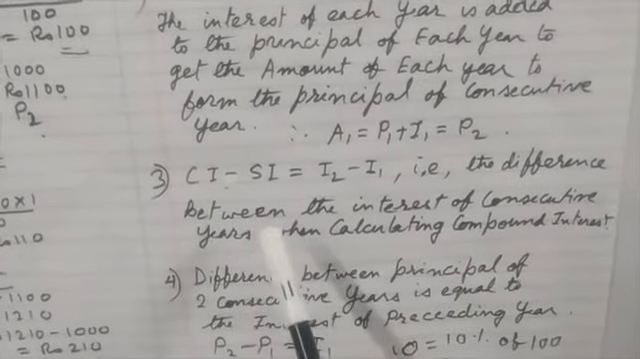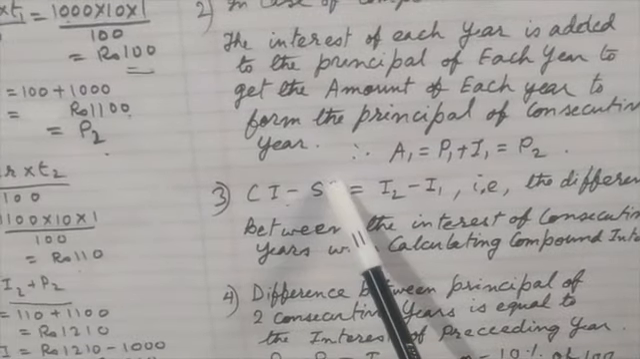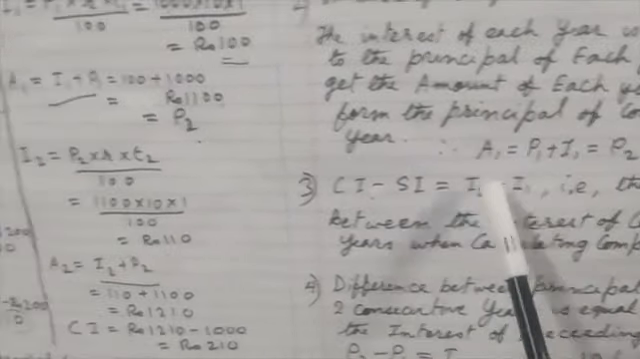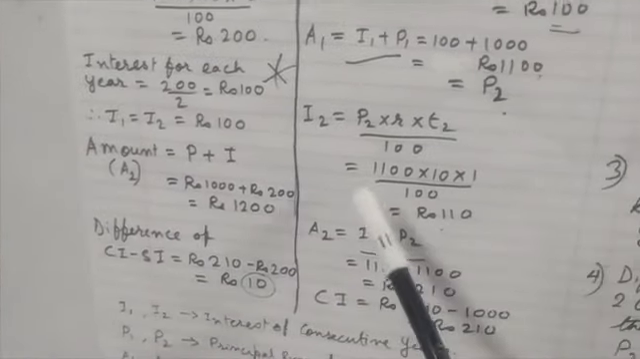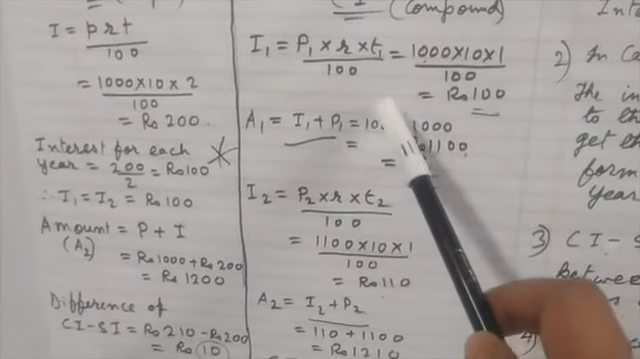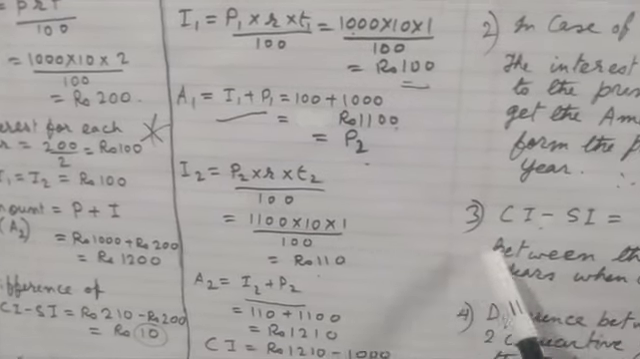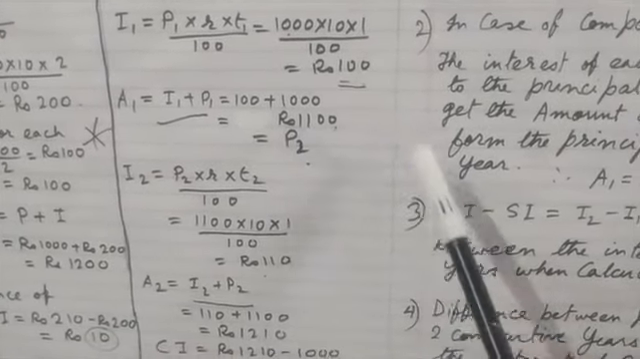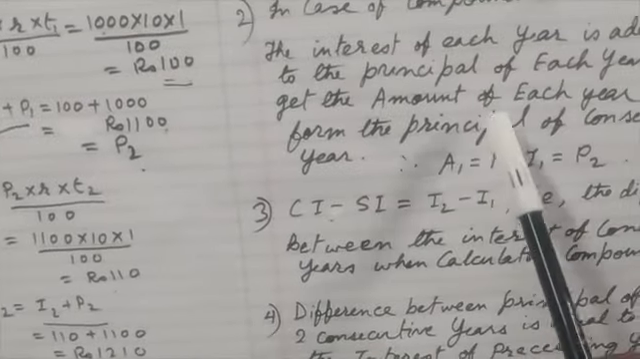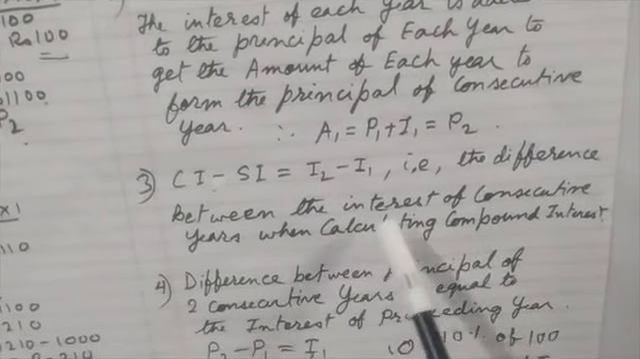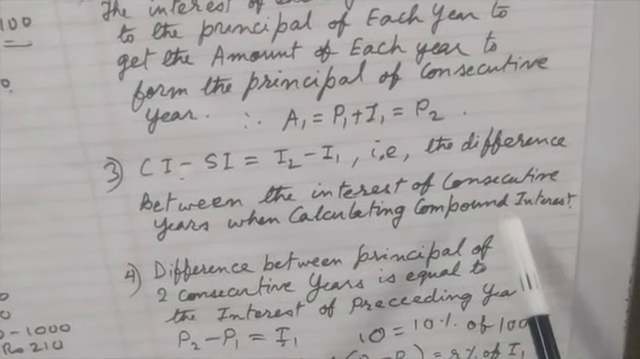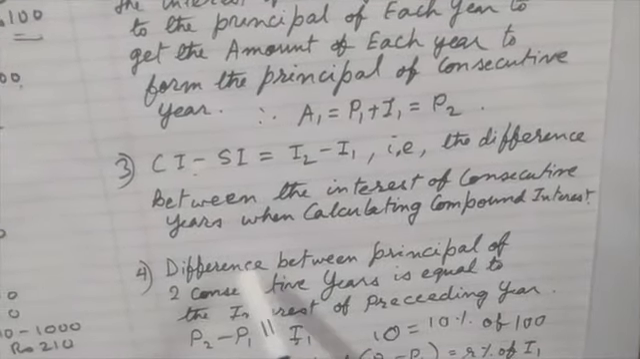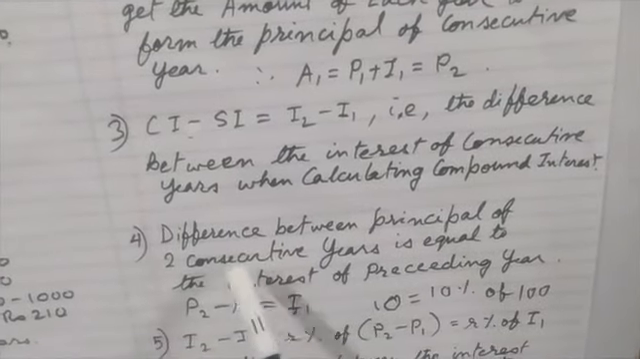Now the third observation is that the difference between compound interest and simple interest is I2 minus I1. Over here we see CI minus SI is rupees 10. Here I2 is 110, I1 is 100. I2 minus I1 is also 110 minus 100, rupees 10 only. That is the difference between the interest of consecutive years when calculating compound interest.